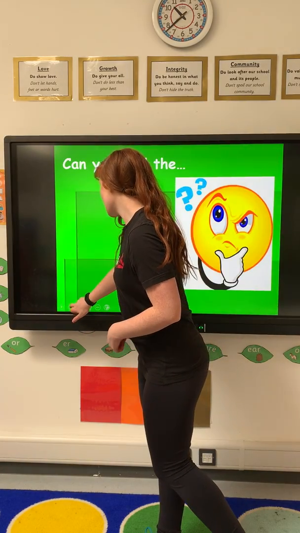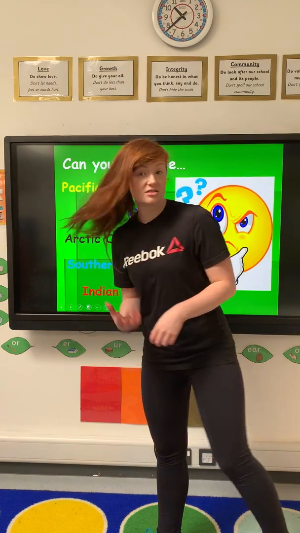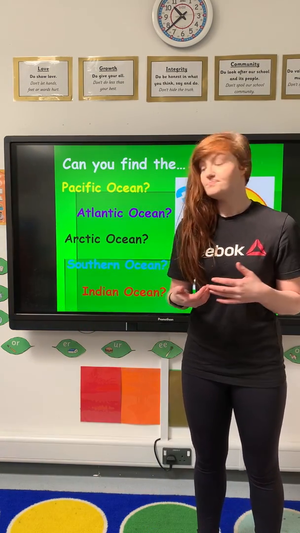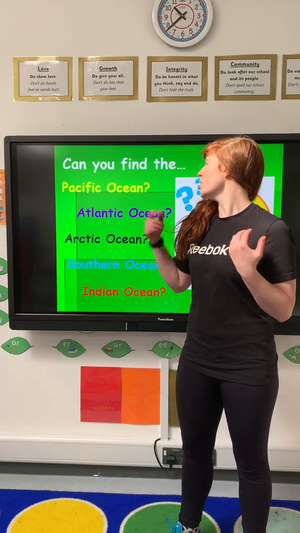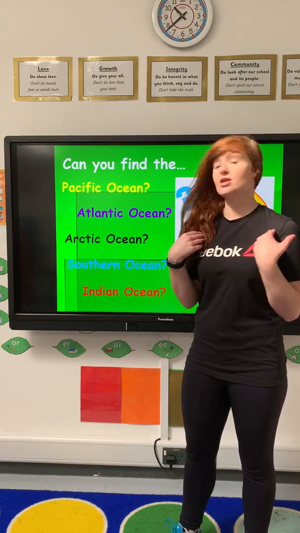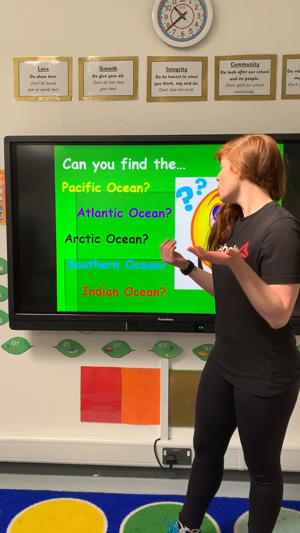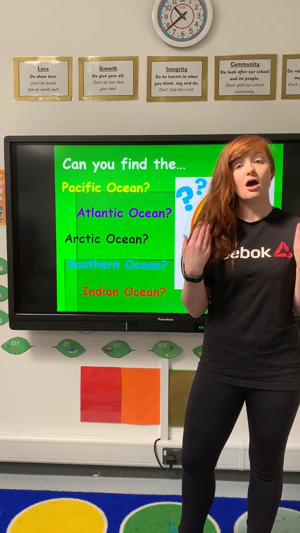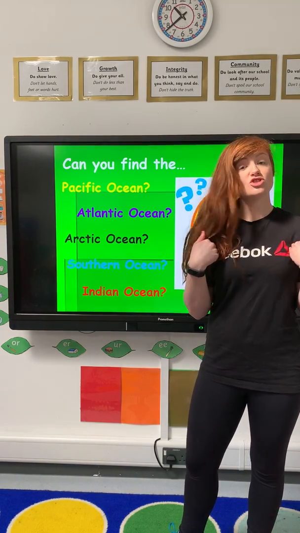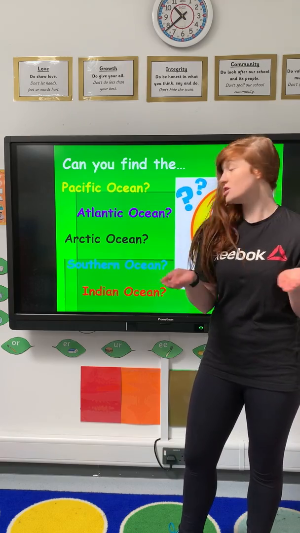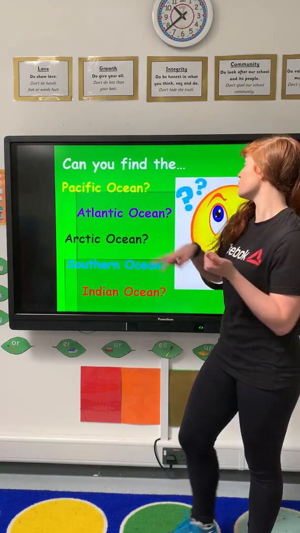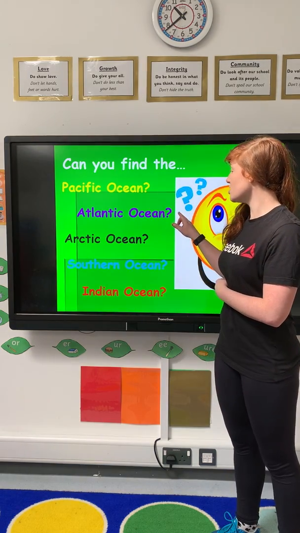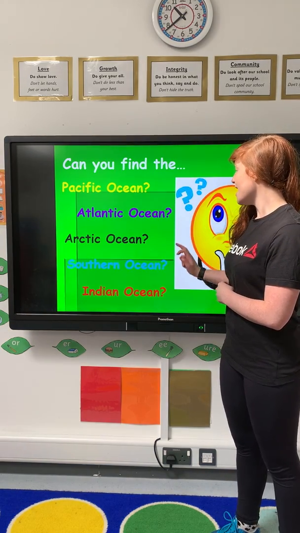Now we're going to be having a look at the 5 oceans of our world. So we're going to start again with seeing whether we can say them. So we've got the Pacific Ocean, the Atlantic Ocean, the Arctic Ocean, the Southern Ocean, and the Indian Ocean. Fantastic. So we've got the Pacific Ocean, the Atlantic Ocean, the Arctic Ocean, the Southern Ocean, and the Indian Ocean.